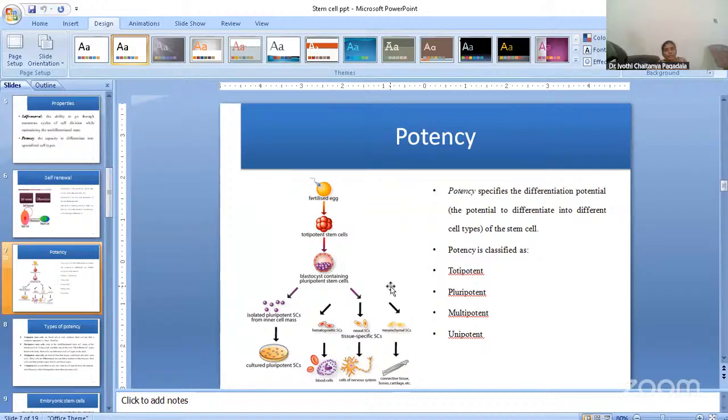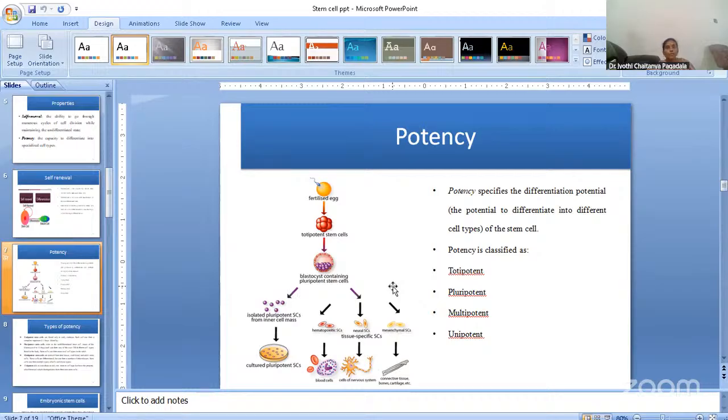Here the totipotent or omnipotent cells, the most undifferentiated cells, are found in early development of the fertilized egg and fertilized oocytes. The cells of the first two divisions are totipotent cells. They differentiate into both embryonic and extra embryonic tissue. There may be formation of the embryo and the placenta.